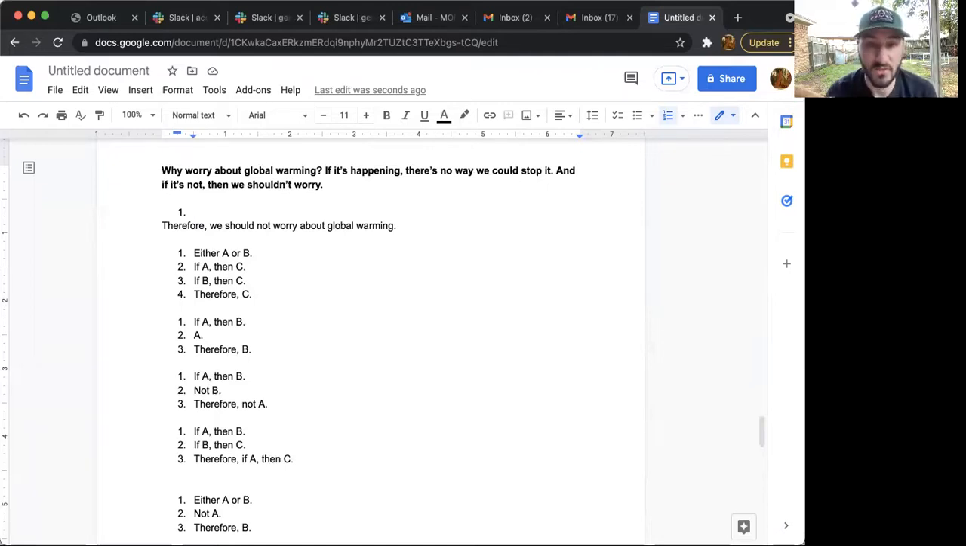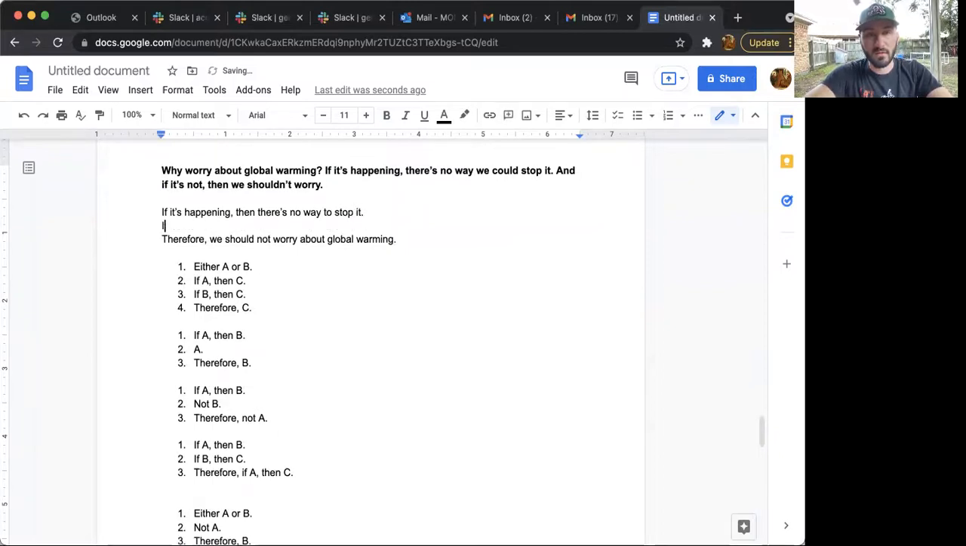So what are these two conditional claims? If A, then C; if B, then C. Well, here's a conditional: if it's happening, then there's no way we could stop it. If it's not happening, then we shouldn't worry. So maybe that tells us that what comes right before the conclusion, after that, either A or B is... if you see a problem here, you're not crazy, but we'll address it in just a minute.